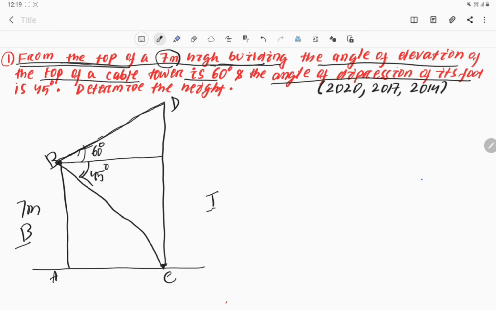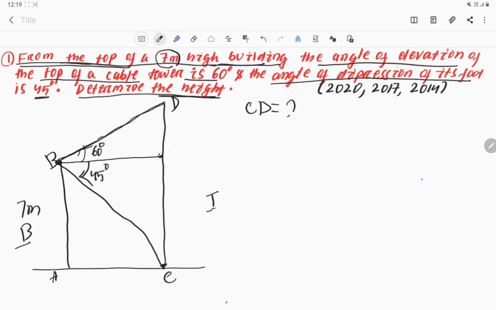And what is the value? The value given is 45 degrees. Then it is asking here, the angle of depression is 45 degrees. This much value is 45 degrees. Then it is asking to determine the height. Height of what? Height of the tower. So height of the tower means we have to find the value of CD. At the end, we will find the value of CD.